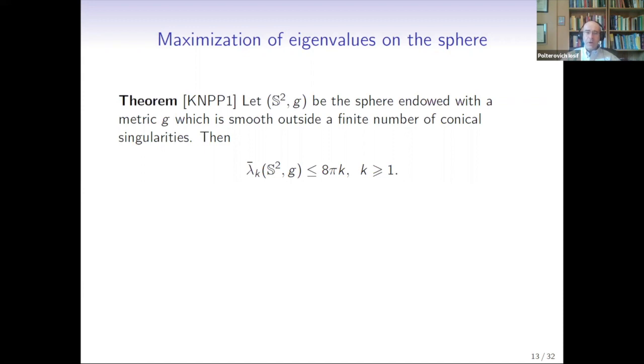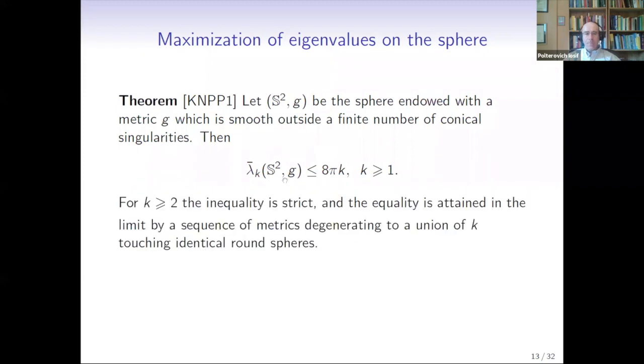So for the sphere, we have the following theorem. The good thing about the sphere and about the projective plane that will appear next is that there is just a single conformal class. So you don't have to bother about global versus conformal maximizers. The maximizer is automatically global. So the statement is the following: the kth normalized eigenvalue for any metric, which is smooth, possibly with a finite number of conical singularities, is bounded above by 8 pi k. And moreover, for k greater or equal than 2, this inequality is strict, so it is never attained.